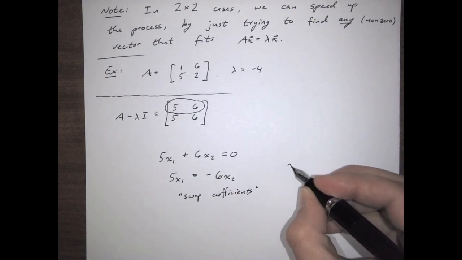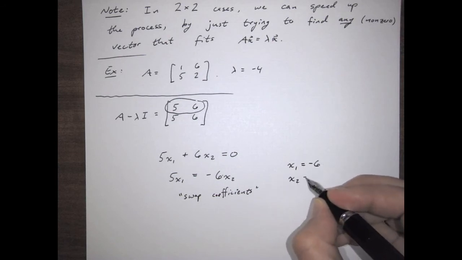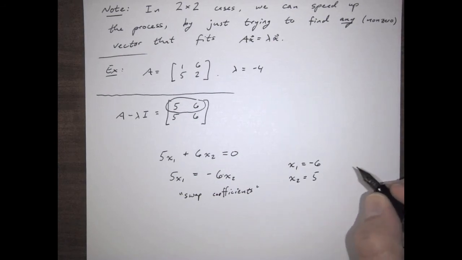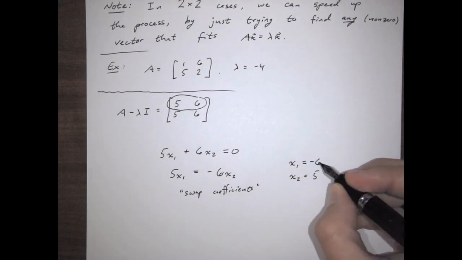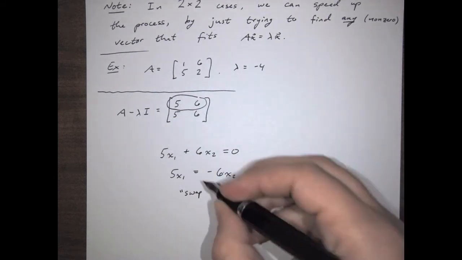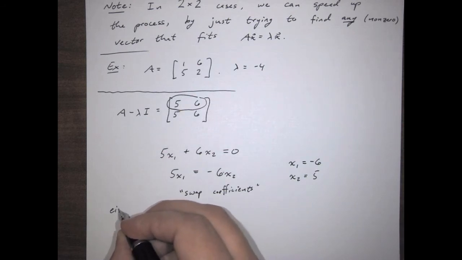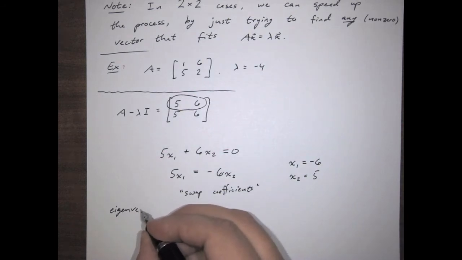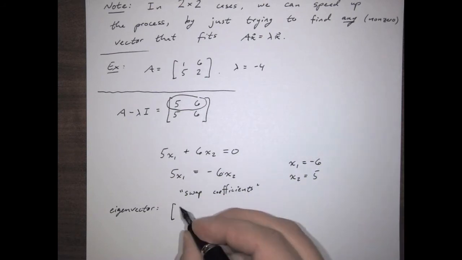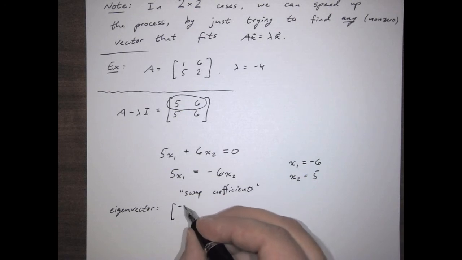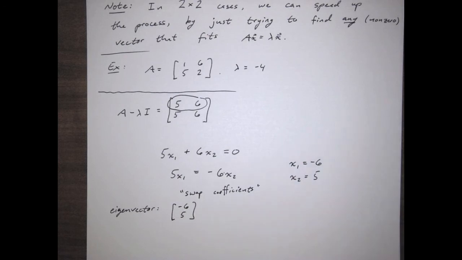And you can get x1 equals negative 6, x2 is equal to 5. This would be an example of a vector, or two values, x1 and x2 anyway, that would satisfy this, which means then an eigenvector. This is just one of a whole infinite family of eigenvectors I could have chosen, but any other one would just be a scalar multiple of this, and it'll be like this.